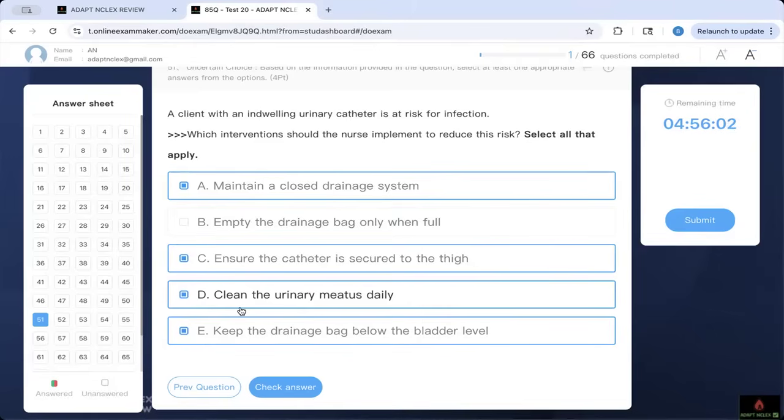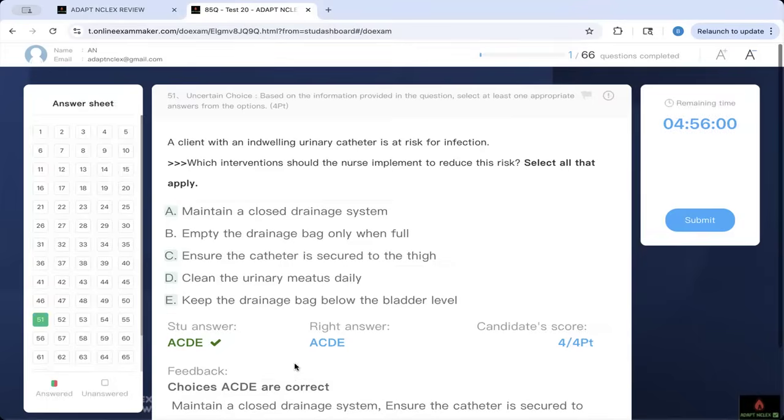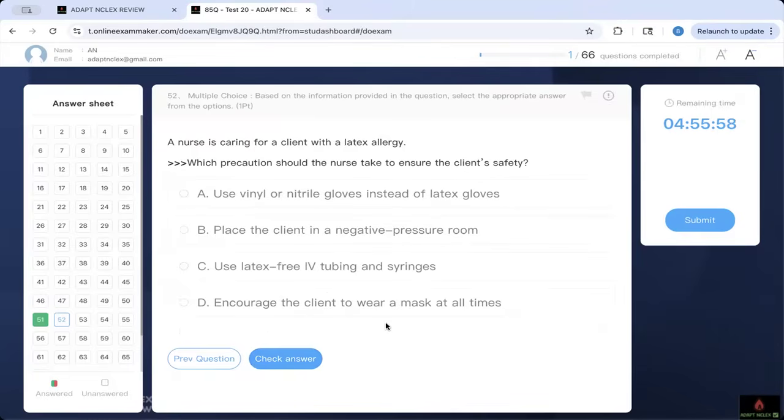You don't have to pick everything. Pick those that you're 100% confident about. That's all. And this is caring for a client with a latex allergy. That's the buzzword. Which precaution should the nurse take to ensure the client's safety? That means anything that has latex in it, you should take it away.